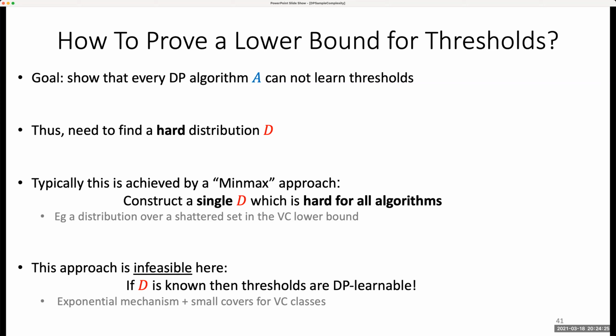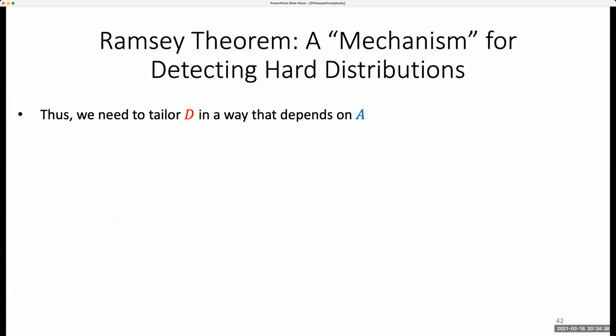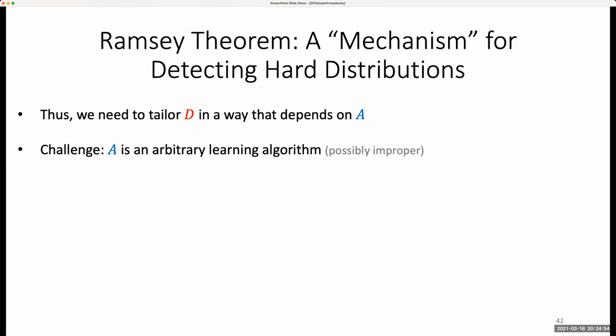Okay, so this is a very strange phenomenon that happens here, that you can't really use the minimax in the usual way, in the standard way that we are used to. So we need to tailor D, to construct D in a way that really depends on A. So we need to somehow take A and reason about A to define a distribution D, right? We cannot just define a universal distribution that is hard.